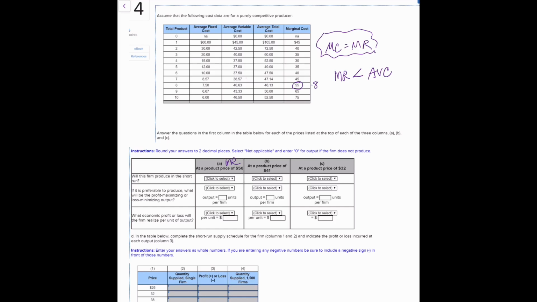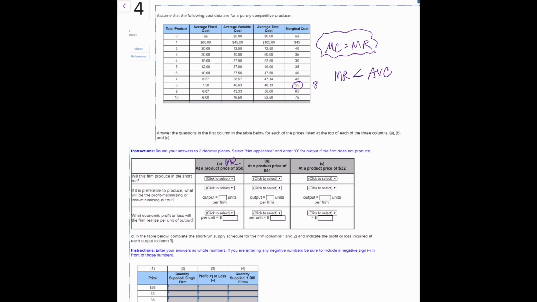If you shut down, you lose everything. All of your fixed costs are gone. However, if you can offset some of them by continuing to produce, staying in business makes sense. So as long as marginal revenue is greater than the average variable cost, which means that some of those fixed costs are being dealt with or resolved, then you're better off continuing in business.